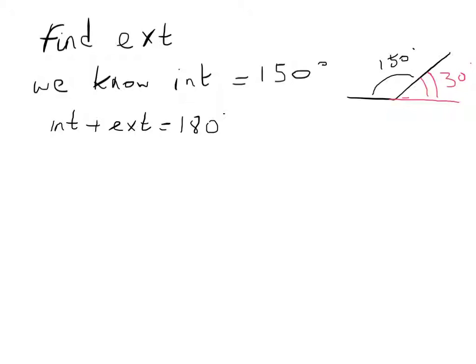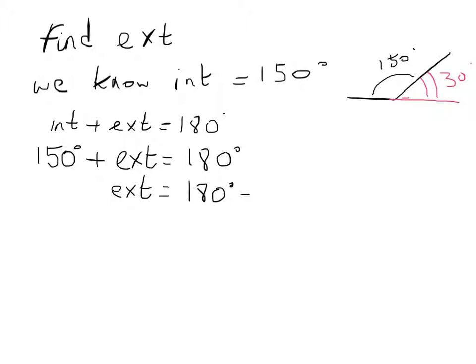Interior angle plus exterior angle equals 180 degrees. Okay, we have to find the exterior. So what do we know? Well, we know the interior angle is 150 degrees. 150 degrees plus whatever the exterior angle is equals 180 degrees. Fantastic. Okay, we do a bit of rearranging. I'm going to take 150 from both sides, so I'm left with the exterior angle here, and that becomes 180 degrees, take away 150 degrees, and lo and behold, the exterior angle does indeed equal 30 degrees.